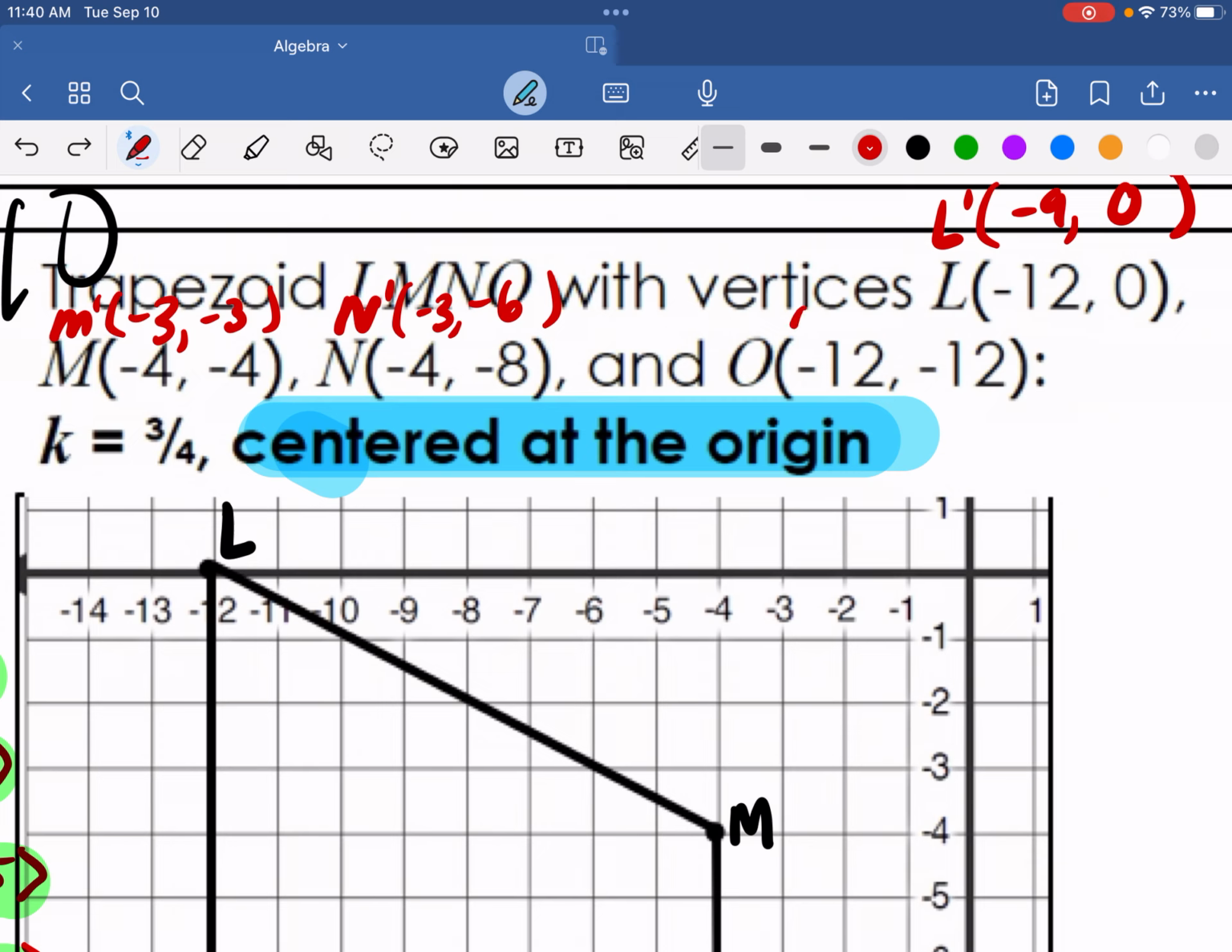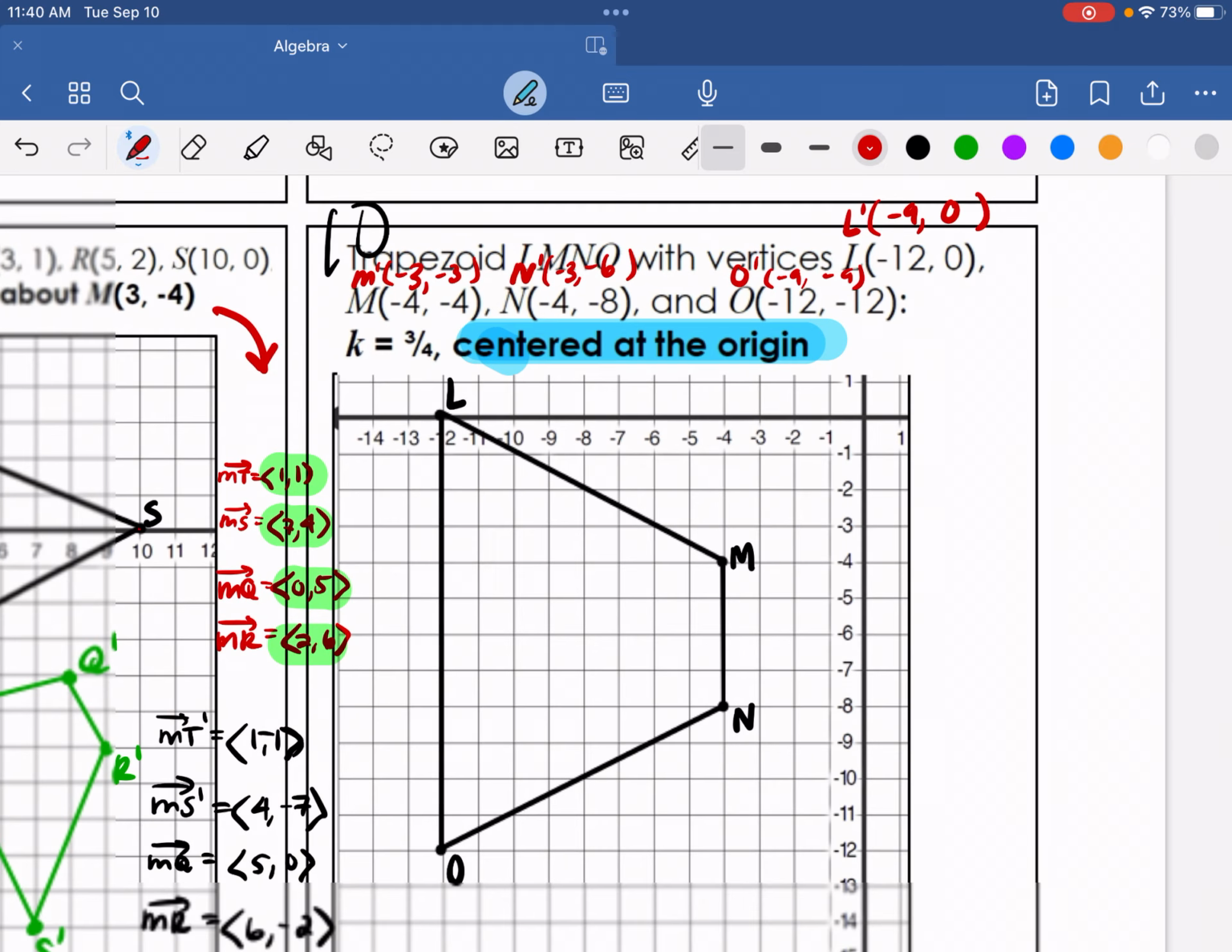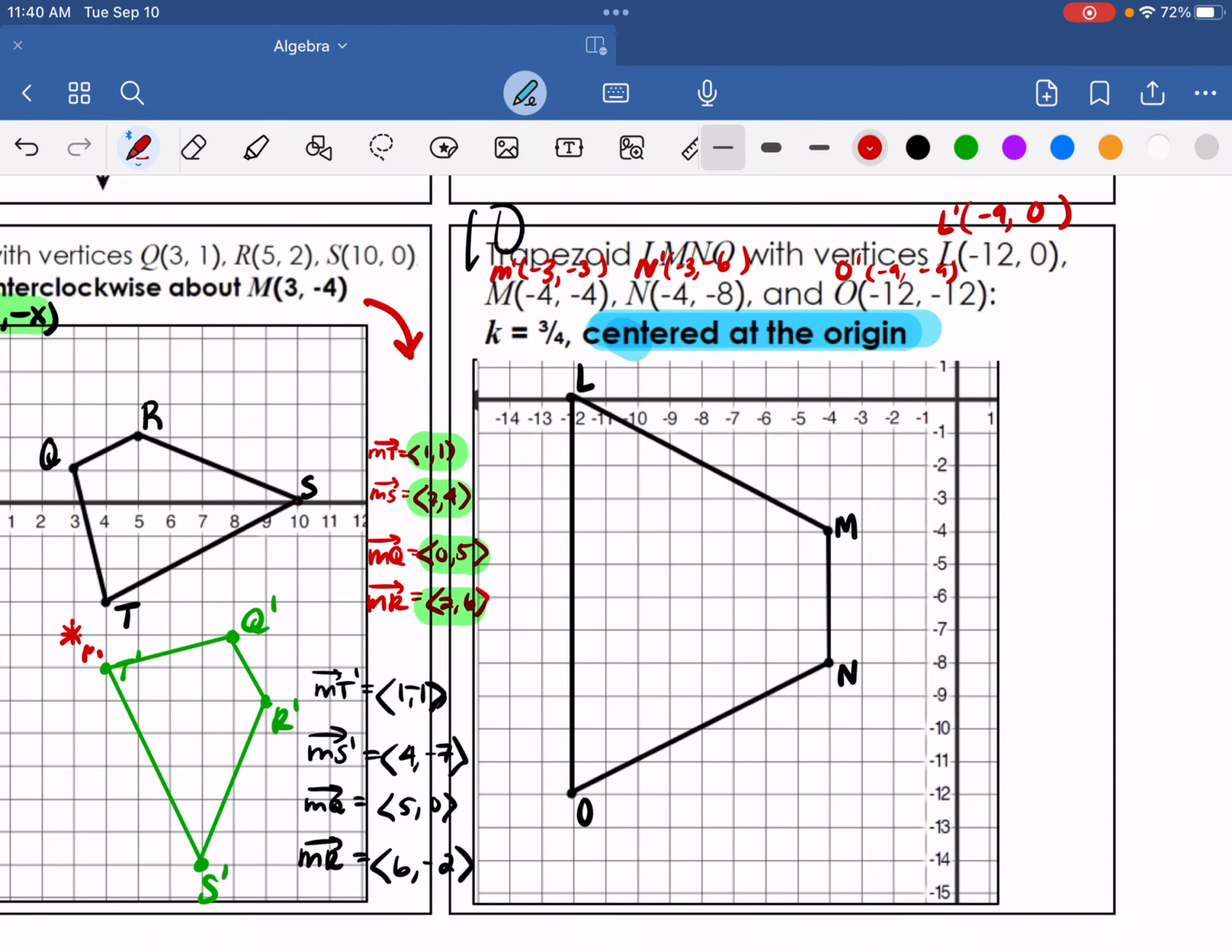So now you want to plot them, and then you'll be done. Negative 9, 0, that's L prime. And then M is negative 3, negative 3. N is negative 3, negative 6. And O is negative 9, negative 9.